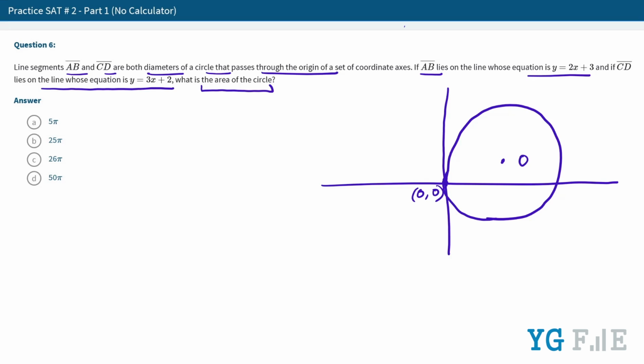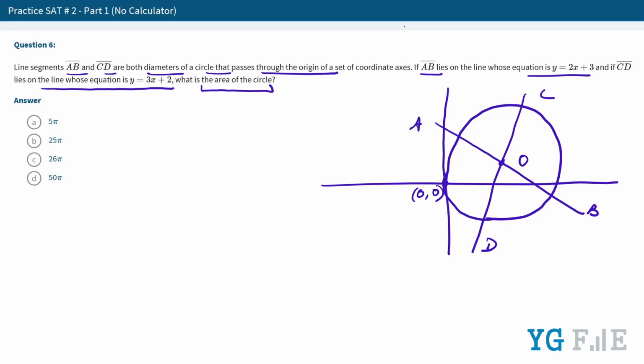In order to find the center, we can use the information given that the diameters will always be passing through the center. So let this be AB and CD. Wherever the two diameters intersect would be the center.